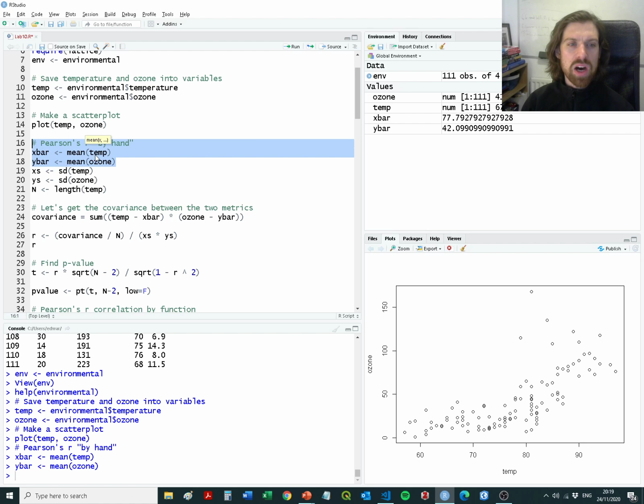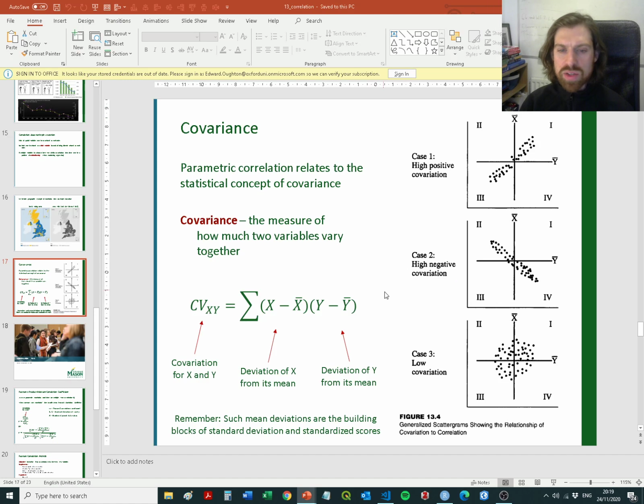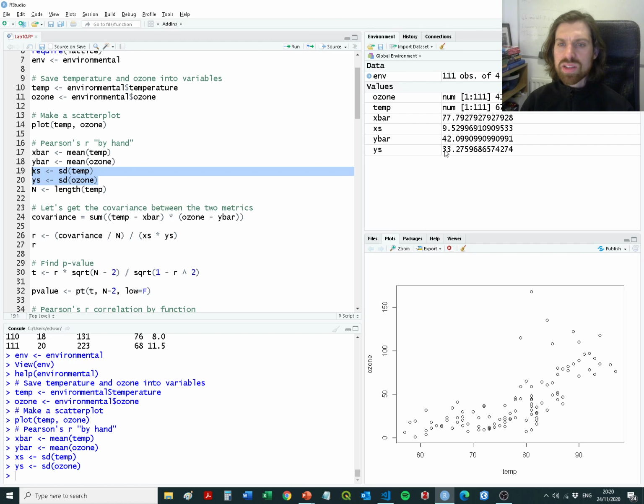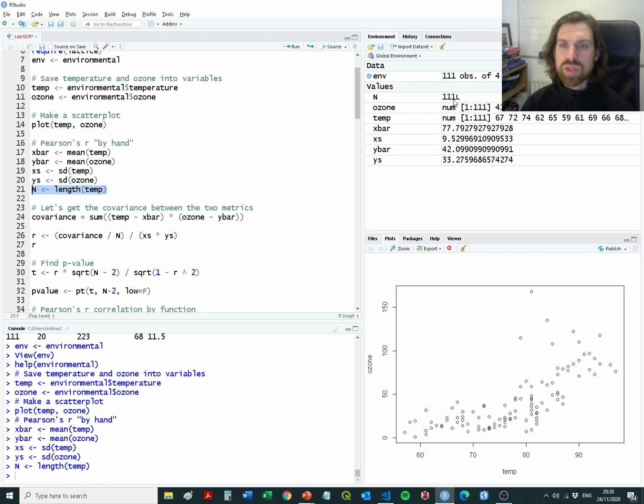So we've got x bar for the mean of temperature and y bar for the mean of ozone. So that's this character here and this character here within the slides. Then we need to get the standard deviation for each of these metrics. So that's SD of x and SD of y, which I can add into the global environment. And then we need to get n, so the actual length of all of the data points. So the number of data points which we have, which is 111 within our data set.